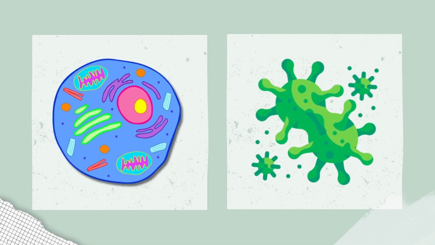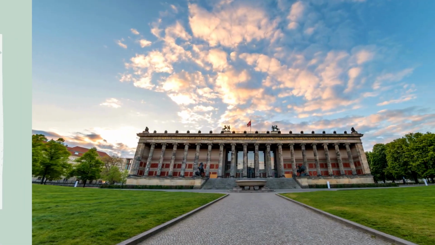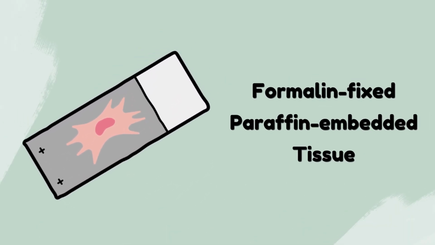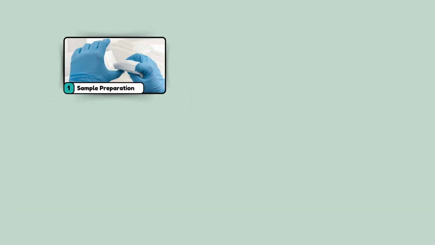The cells are prepared for this detailed analysis through a technique similar to the idea of museum artifact preservation, called formalin-fixed, paraffin-embedded tissue preparation. In immunohistochemistry, you start by heating tissue samples to make the internal components, known as antigens, more visible, a step known as sample preparation.